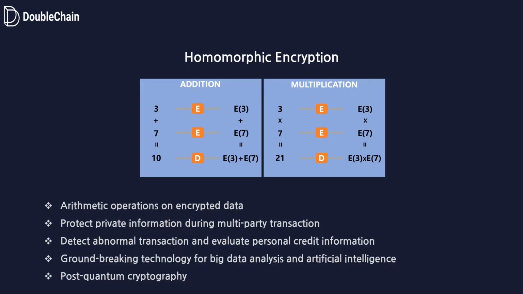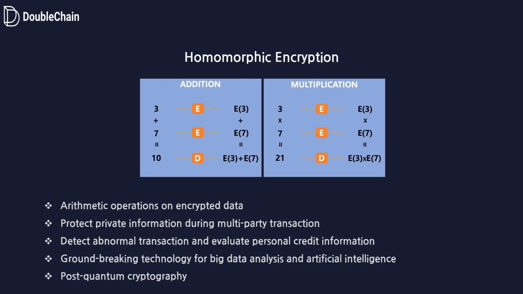For example, suppose we have messages 3 and 7. Encrypt them to get E3 and E7. A homomorphic encryption scheme can add E3 and E7. If we decrypt this result, we will get 10, which is equal to 3 plus 7.